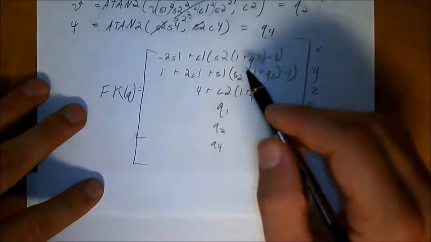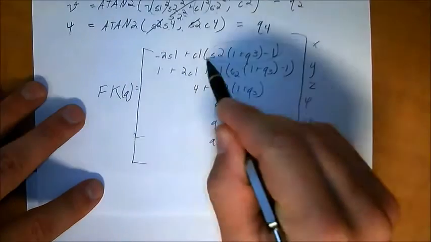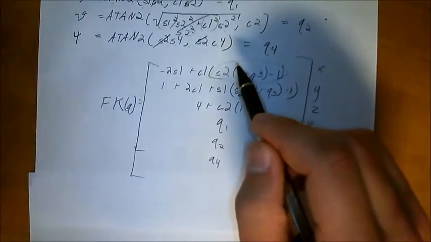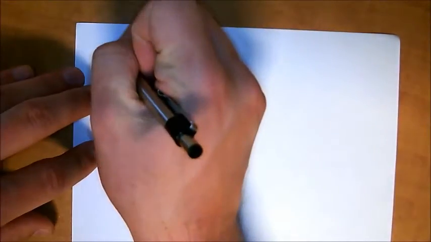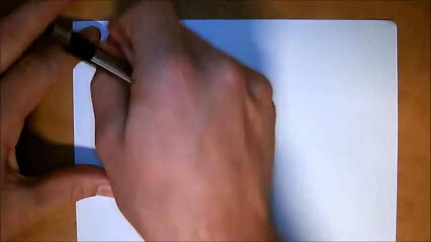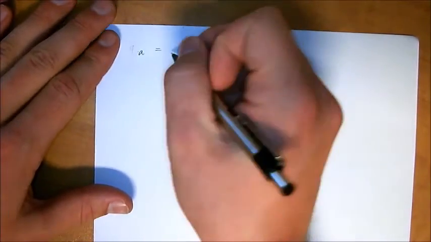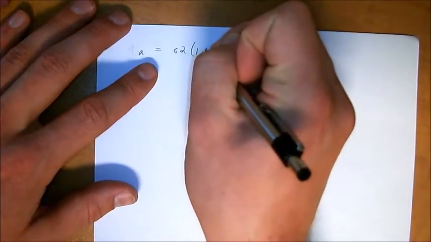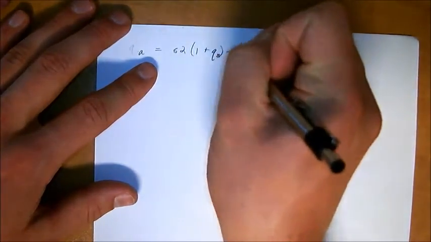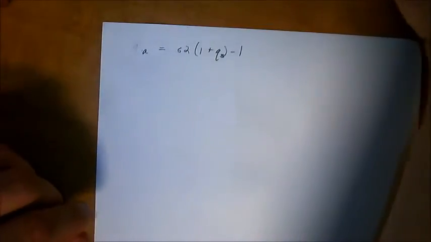So looking at this, the first thing I'm going to do is take this little chunk of stuff right here that makes it complicated to work with the equation, and simplify that down to A. So I'm going to start off by making A equal to sine of Q2 plus Q3 minus 1. That's going to simplify my equations a little bit.